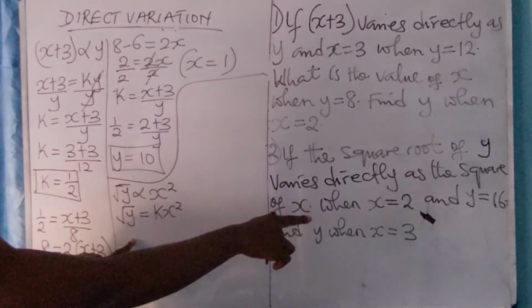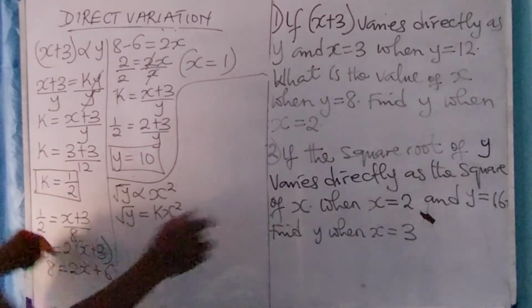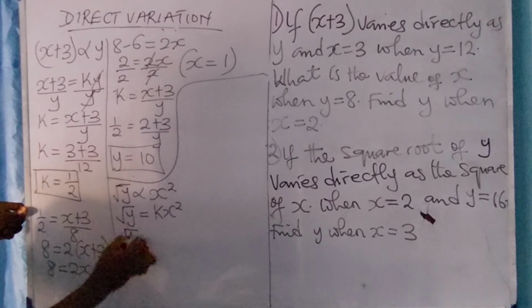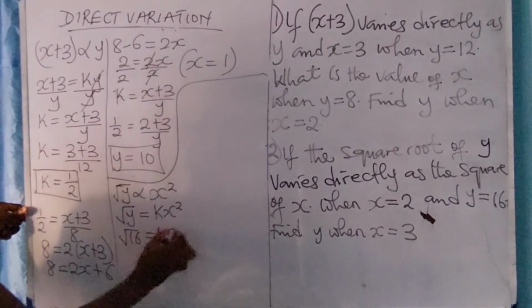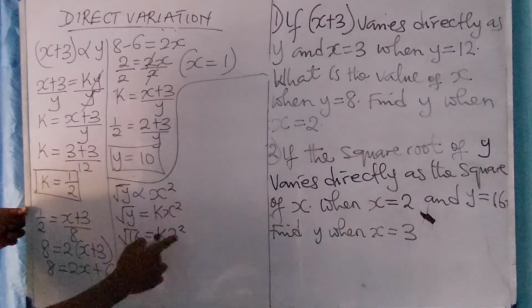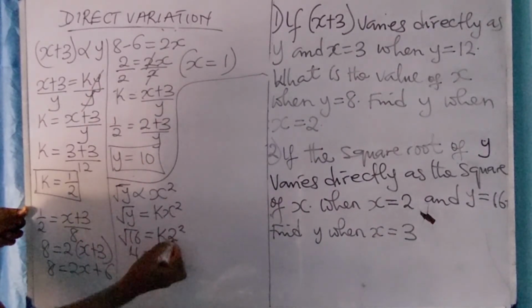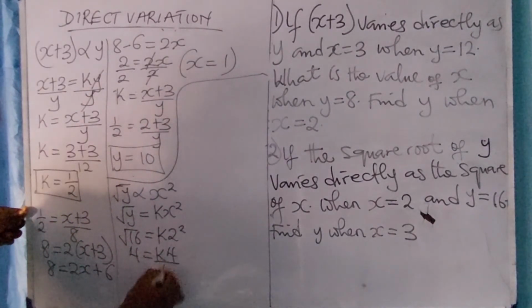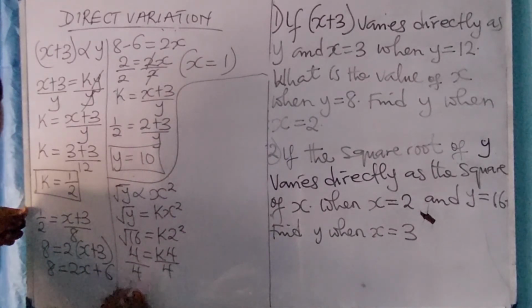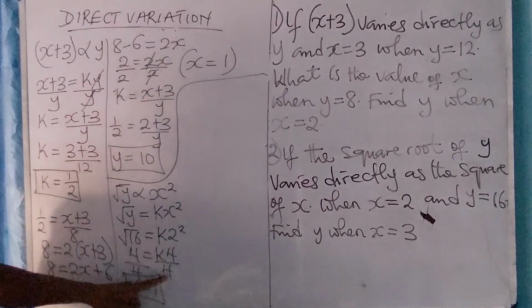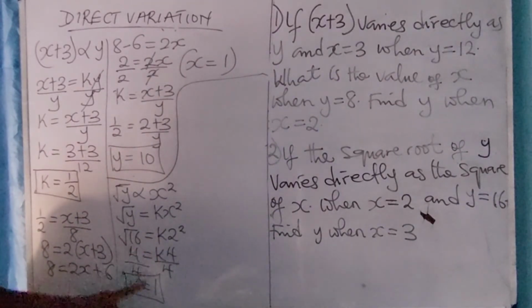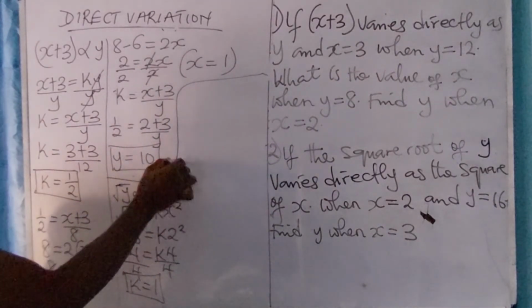So they said x is 2 and y is 16, which means that the square root of 16 equals k times 2 raised to power 2. The square root of 16 is 4. 2 raised to power 2, 2 times 2, is 4. Divide both sides by 4. Therefore, k is equal to 1, because 4 divided by 4 is 1. That is not the final answer.